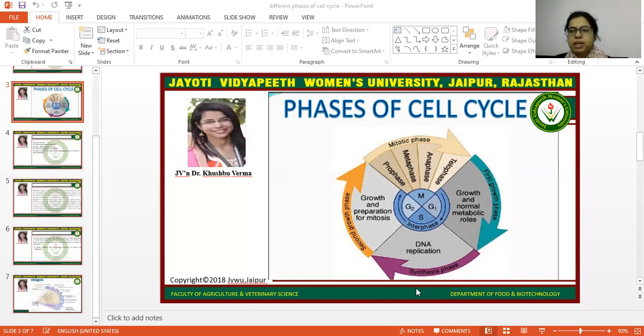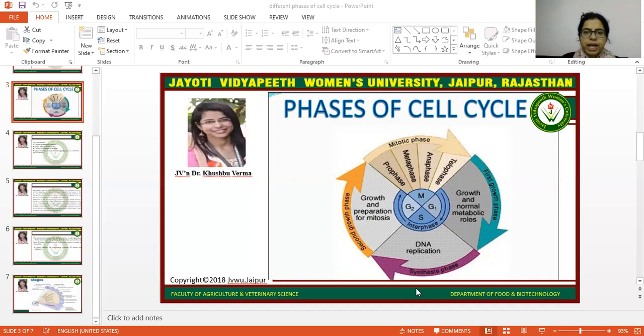There are three main checkpoints that control the cell cycle in eukaryotic cells. They are the G1 checkpoint, means G1 restriction point, second is the G2 checkpoint, and third one is the metaphase checkpoint. First of all, we will discuss the G1 checkpoint. This checkpoint is present at the end of G1 phase and before S phase.